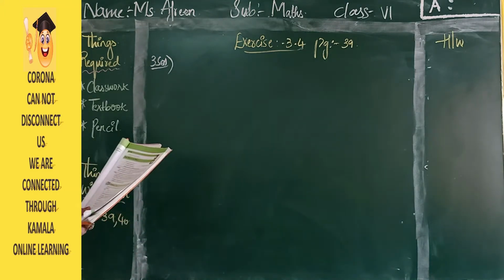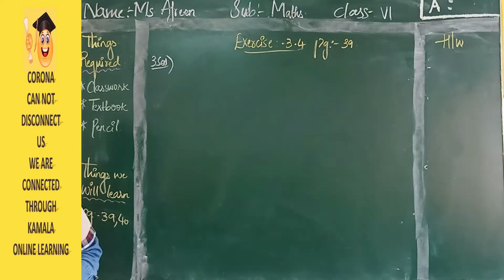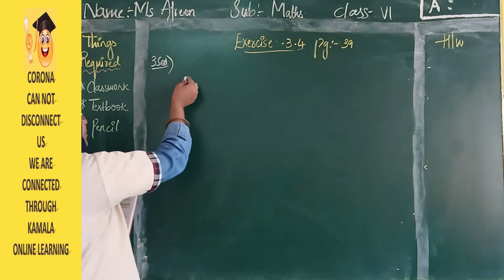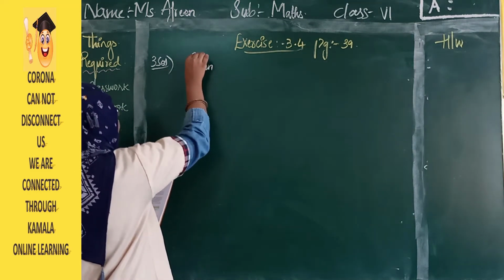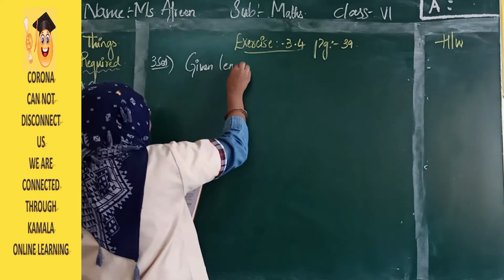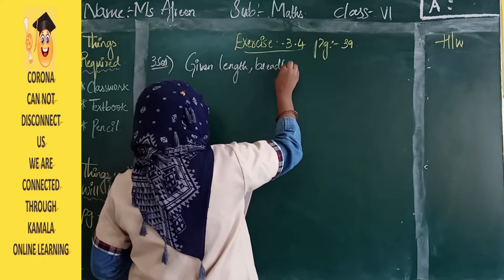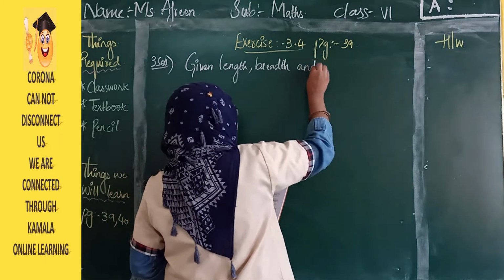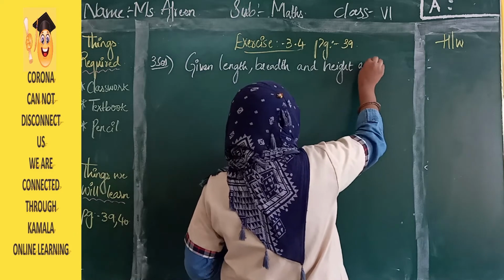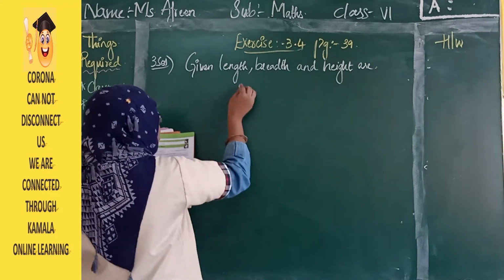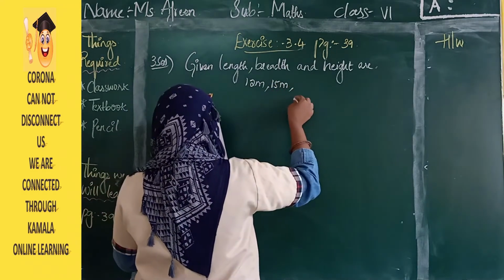The length, breadth and height of a room are 12 meters, 15 meters and 18 meters. So what have they given? Given: length, breadth and height. Let us write Given: length, breadth and height are, what are the length, breadth, height values? That is 12 meters, 15 meters and 18 meters.